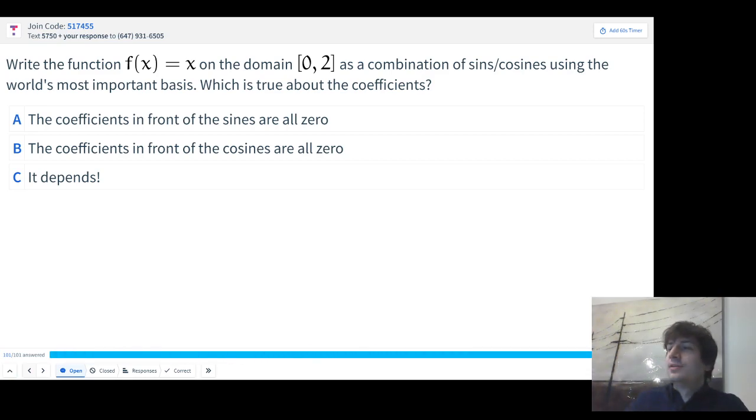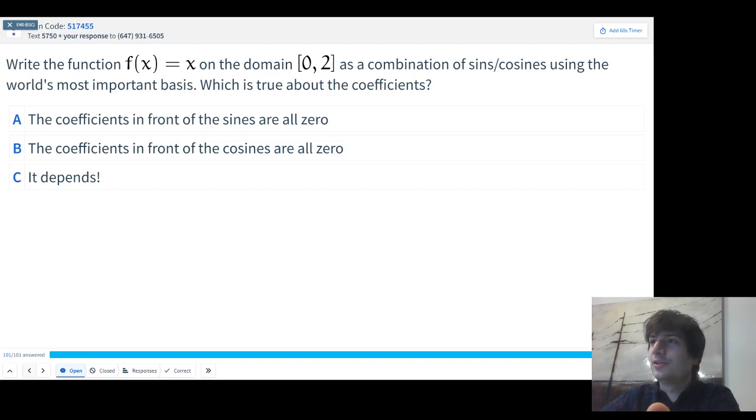Hello, everyone. I think we're just about to get started here. Looks like everybody has answered the Top Hat question. So we're talking about the function f of x equals x. Very simple looking function. And let's see if you guys can figure out how to write this. Okay, here we go.